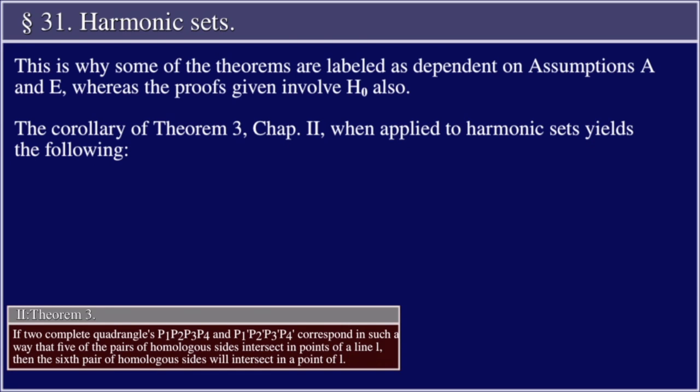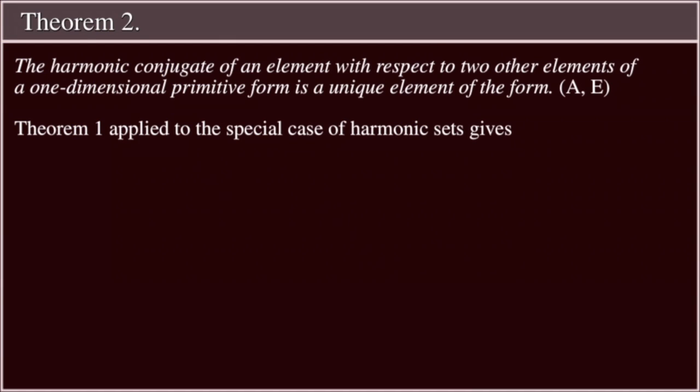This is why some of the theorems are labeled as dependent on assumptions A and E, whereas the proofs given involve H0 also. The corollary of Theorem 3, Chapter 2, when applied to harmonic sets, yields the following. Theorem 2: the harmonic conjugate of an element with respect to 2 other elements of a one-dimensional primitive form is a unique element of the form.